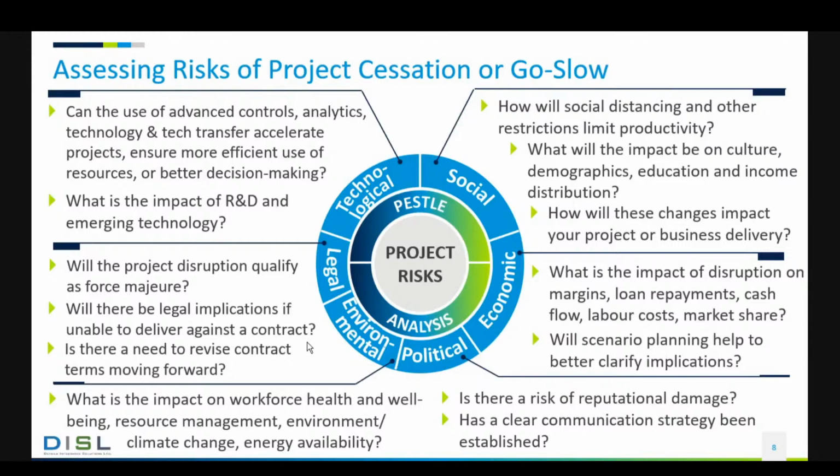You also want to look at the environmental impact. Globally, we have seen how the effects of global warming have been slowed by the cutback in economic and industrial activity, and how that has positively impacted the environment. On a more local scale, you may want to look at the impact on your workforce, on their health and well-being, on your resource management, and how this has impacted the environment, climate change, energy availability, and how you utilize energy within your organization. Are there lessons you can learn from this that you can use moving forward to improve the environmental footprint of your organization?